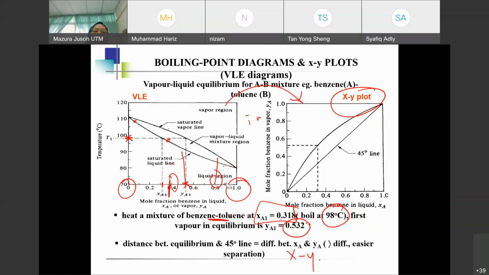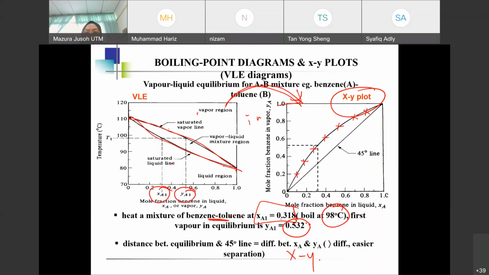All right, so first from the VLE experiments, what you are going to get is the VLE diagram, which is this saturated liquid line as well as the saturated vapor line. From this VLE diagram, you can transform it into an XY plot. How do you transform? You will read the XA1 and YA1 for each experiment, and you will plot the points on this. So this is actually an XY plot.